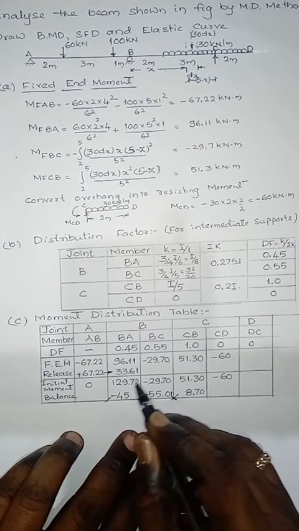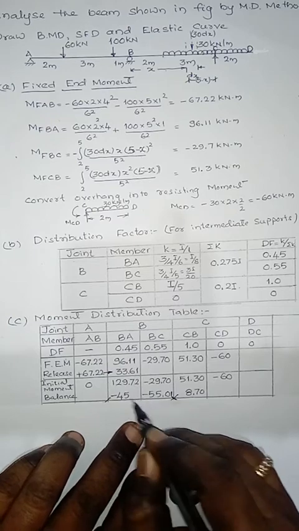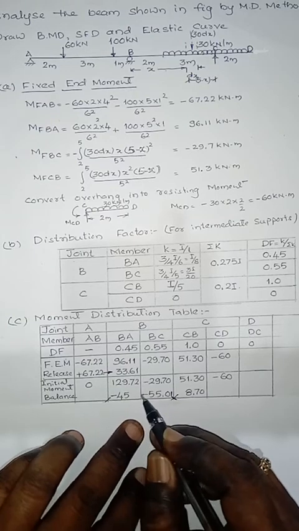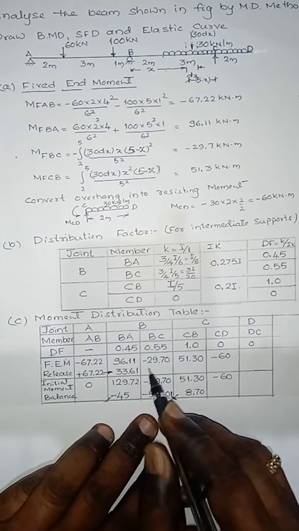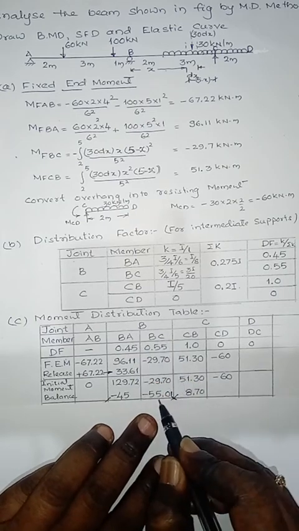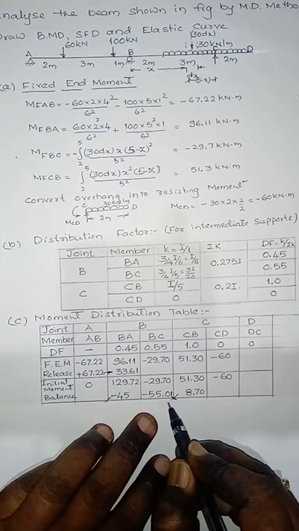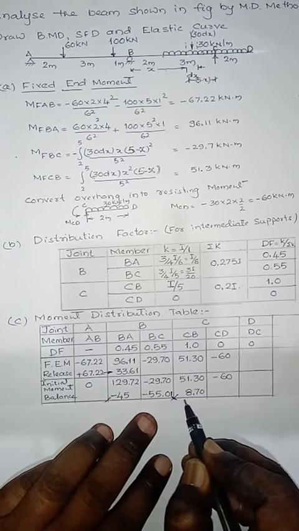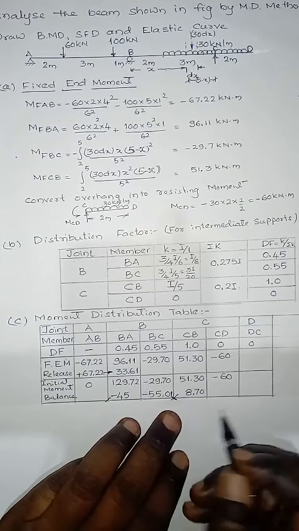Now, by observing these values, the summation of all these moments must be equal to 0. Otherwise, if you calculate at joint B, the summation of BA and the summation of BC must be equal to 0 after balancing. If that is not 0, then there is a mistake in your calculation.